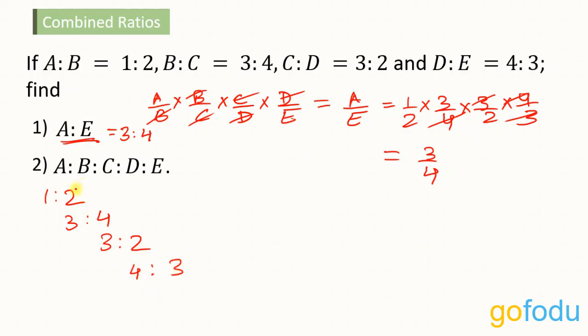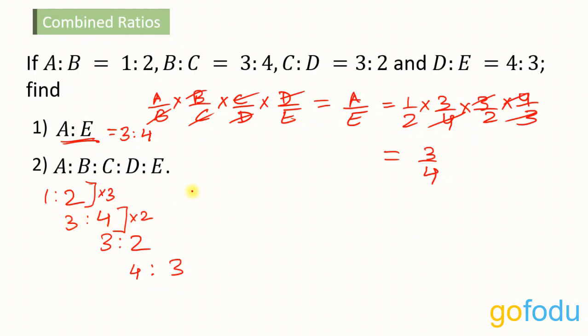I'll start from top here. This B part is 2 here, B part is 3 here. To club these two ratios, I need to make B part same in both the ratios. LCM of 2 and 3 is 6. I'll multiply this first ratio by 3 throughout so that this B part becomes 6. I'll multiply the second ratio by 2 throughout so that this B part becomes 6.